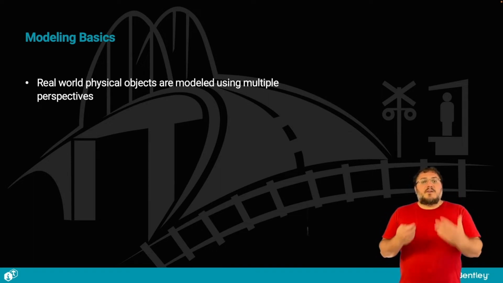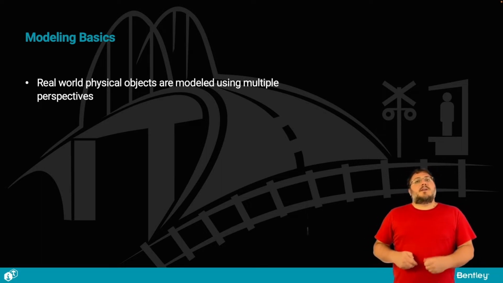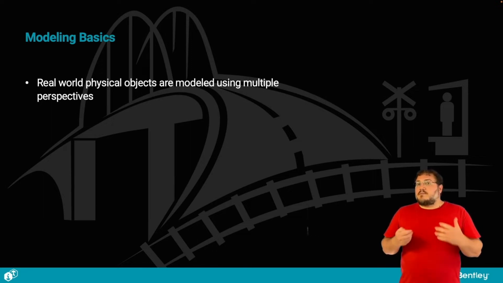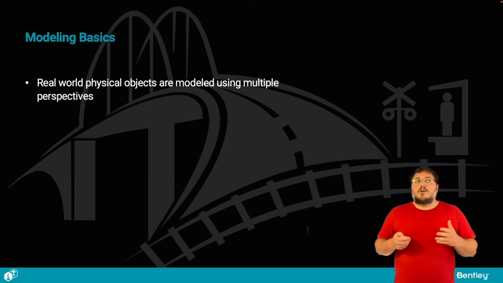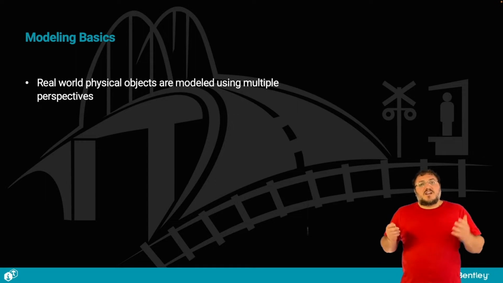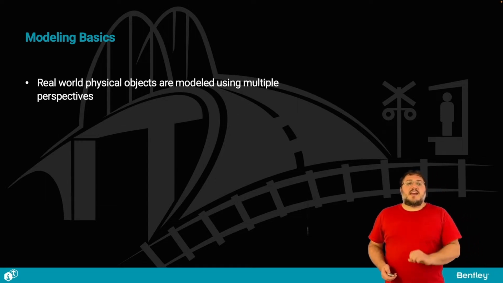You might have a physical element that describes its 3D geometry. You might have a functional element that describes its function within, say, a plant and its requirements. And those things are connected together with standard relationships. I'm going to dig into this in an example right now.